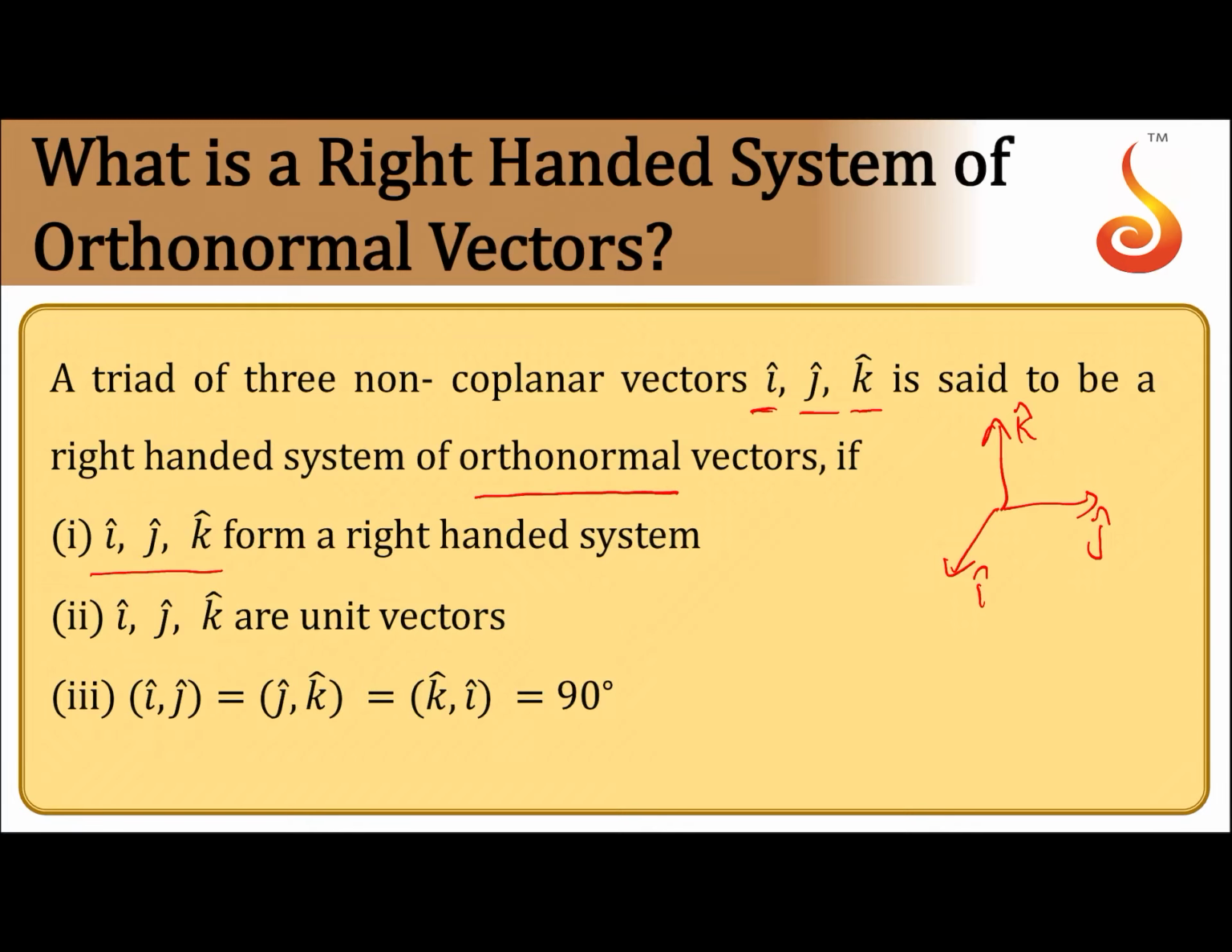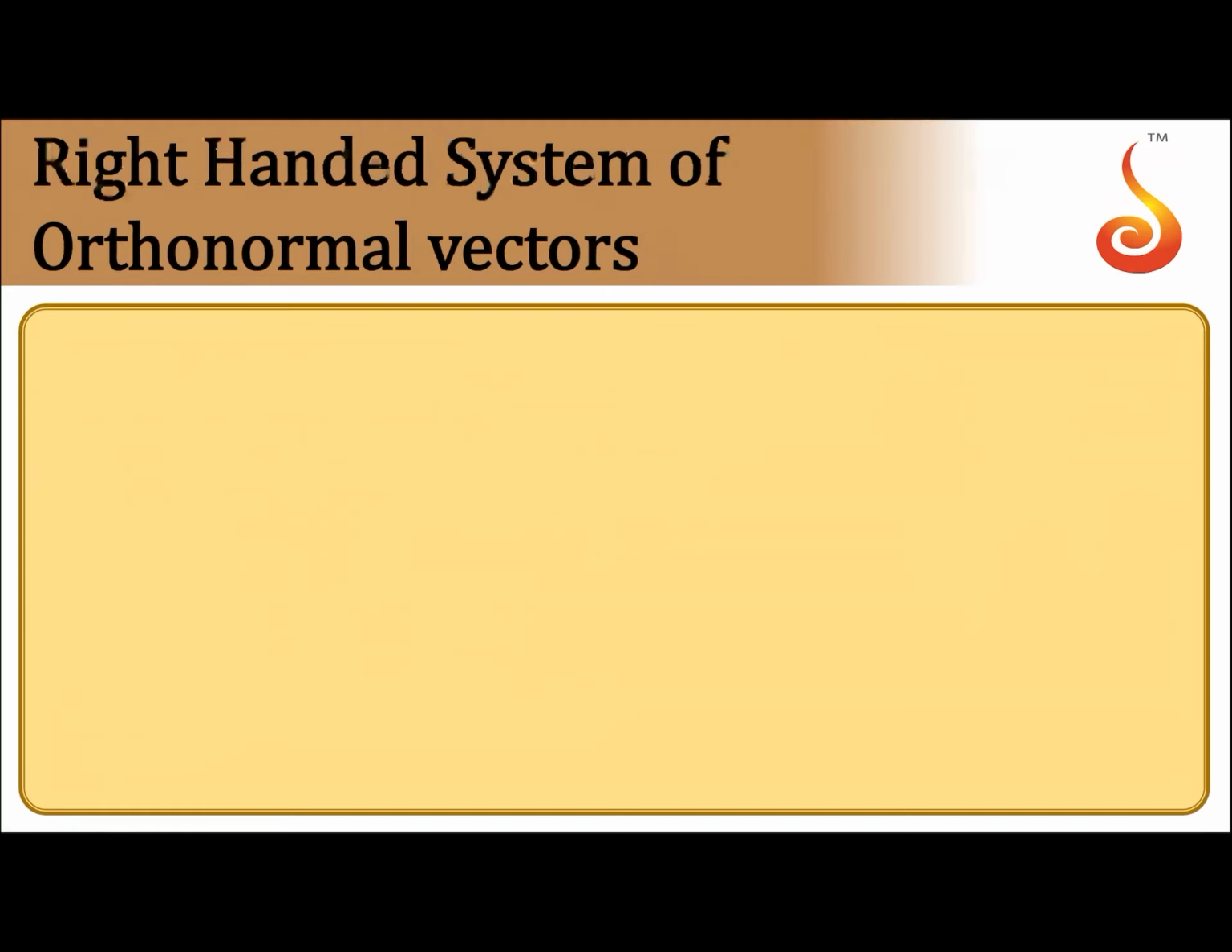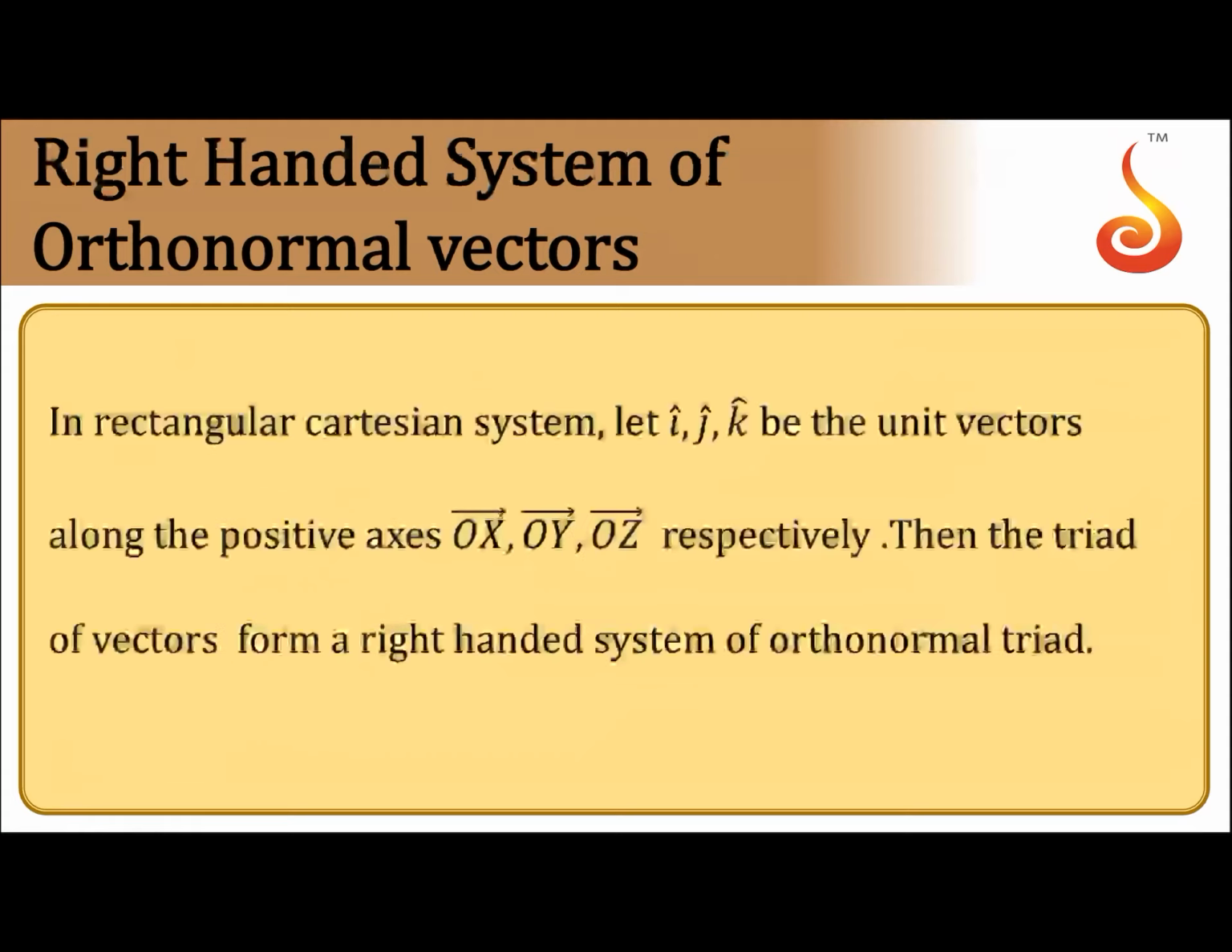And they form a right-handed system. They are unit vectors and the angle between them is 90 degrees. Okay, now we shall take up this one as an application to three-dimensional coordinate geometry: the right-handed system of orthonormal vectors.